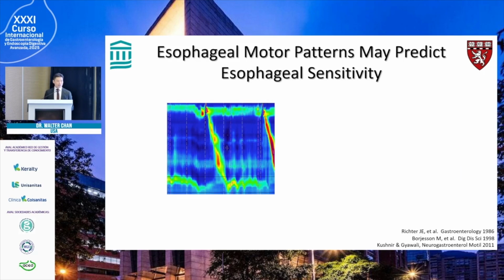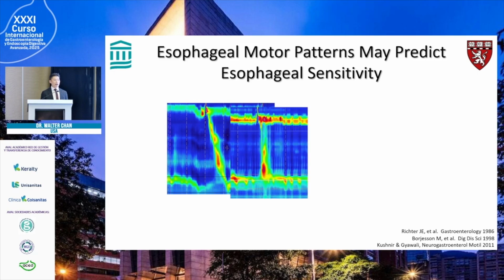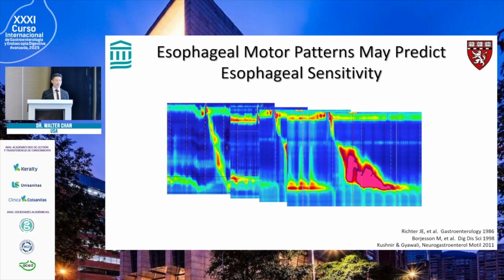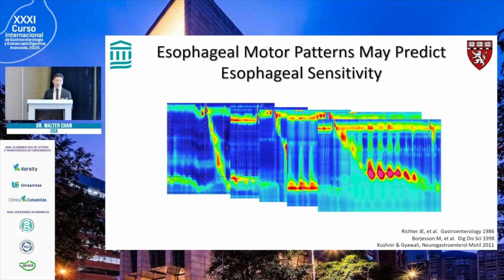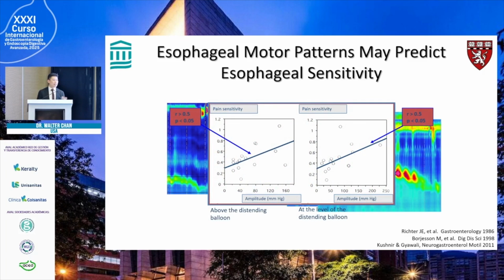What about motor patterns? It turns out some esophageal motor patterns may actually predict esophageal sensitivity. For example, spasm, patient with hypercontractile esophagus that we talked about. A lot of times, in addition to causing their symptoms, they can also have an increase in sensitivity. This is a study looking at the contraction vigor, how strong the contraction is, and their pain sensitivity. And what we can see here is that the stronger the contraction, the higher sensitivity to pain these patients have. So it seems like certain motor patterns, specifically hypercontractile pattern, may also increase the sensitivity of the esophagus.